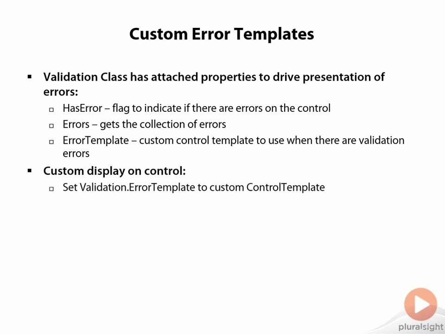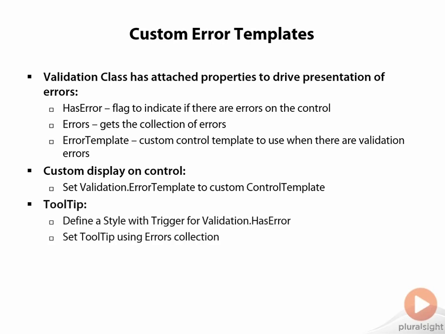So the basic process is to provide a custom display for the control. You're going to set the error template to some custom control template that includes a placeholder in it for the control itself. So generally you can think of it as you're surrounding the control with some kind of validation indication, but you could certainly overlay the control with something too.